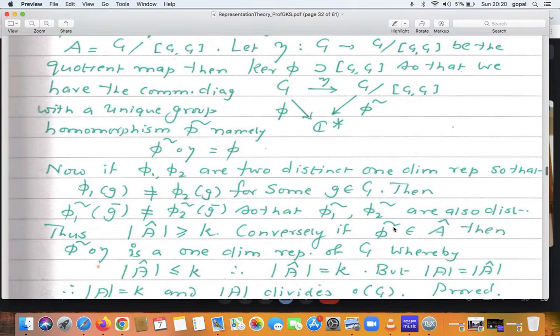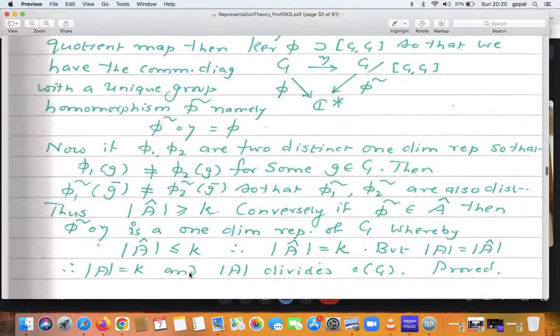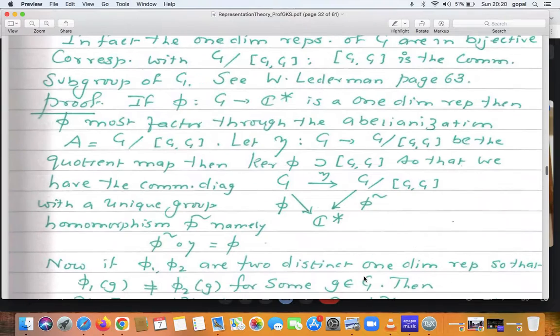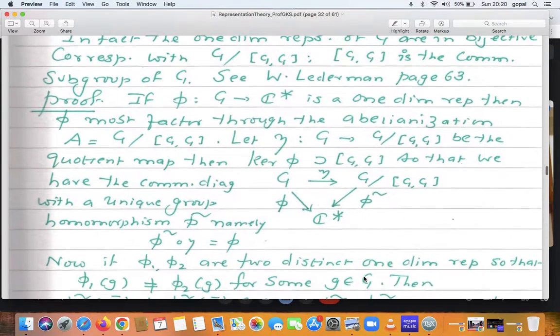Conversely, if phi tilde is in the dual group of A hat, then phi tilde composed with eta is a degree 1 representation of G. So we get the other inequality. But we know that A and A hat are equal in terms of cardinality. So the cardinality of A is also k, and k divides the order of G because A is the abelianization. So we have done this exercise on page 63.